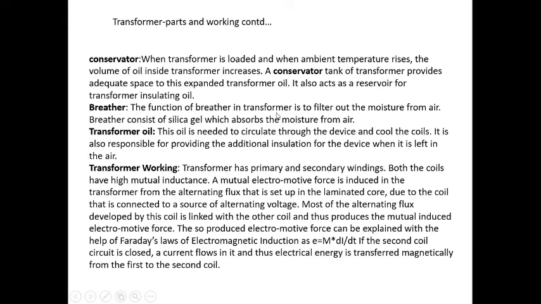When the transformer is loaded and when ambient temperature rises, the volume of the oil inside the transformer increases. A conservator tank of the transformer provides adequate space to the expanded transformer oil. Next is the breather. The function of the breather in a transformer is to filter out the moisture from air. Breather consists of silica gel which absorbs moisture from air.